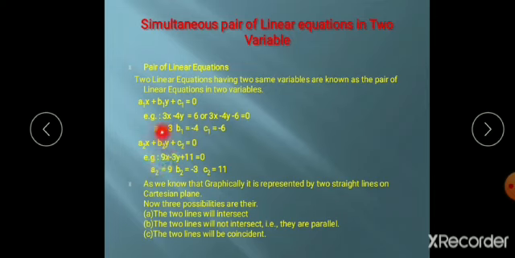One example: 3x minus 4y equal to 6. I can also write this linear equation as 3x minus 4y minus 6 equal to 0. Compare this with a1x plus b1y plus c1. We get a1 is 3, because the coefficient of x is a1, b1 is minus 4, and c1 is minus 6. In the same way, another example: 9x minus 3y plus 11 equal to 0. Compare with the second linear equation: a2 is 9, b2 is minus 3, and c2 is 11. Now we have two linear equations, which is called a pair of linear equations.